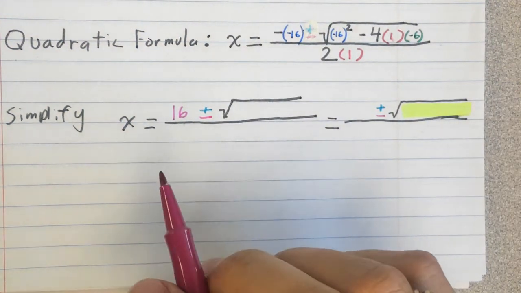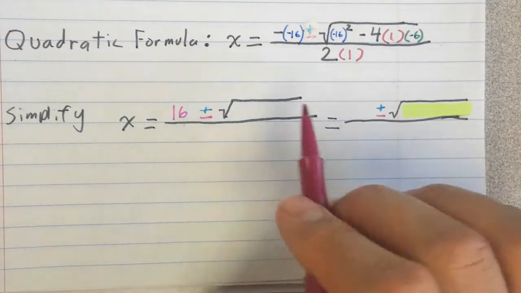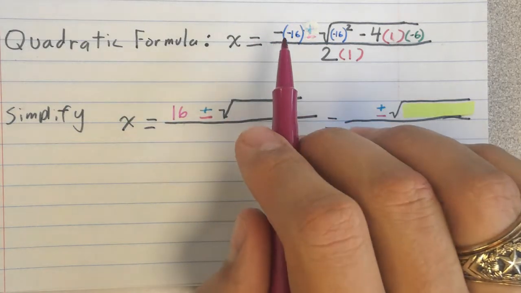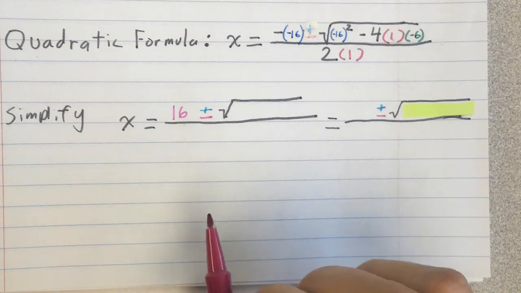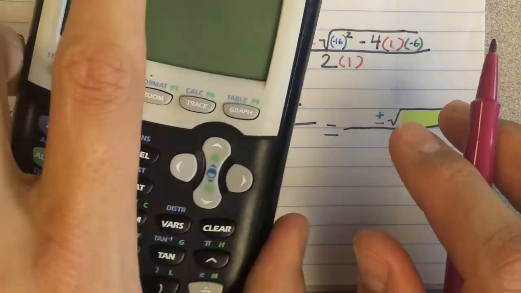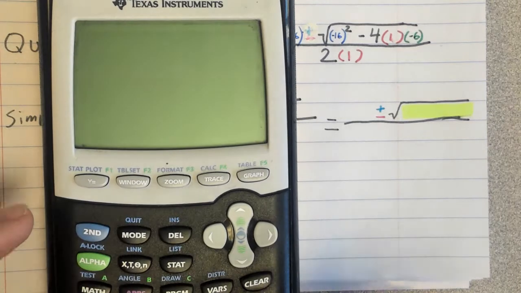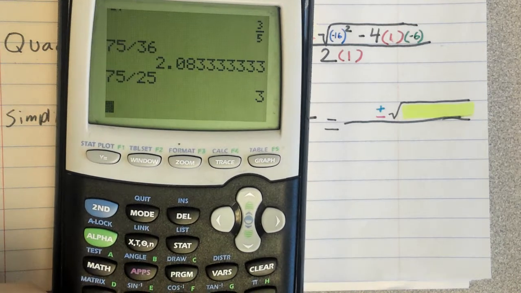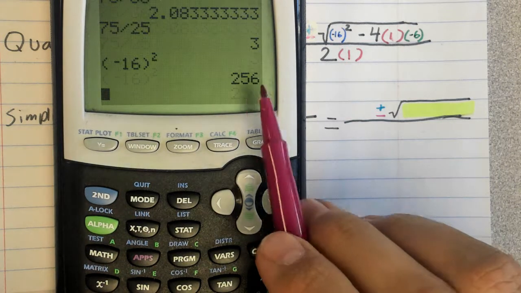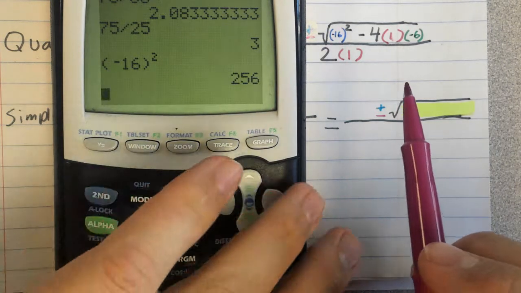On multiple choice tests, they like to give you everything correct, but leave a negative here, which would cancel out because we have both of these. So be aware of that. Then we have negative 16 squared. We can go ahead and use our calculator for that. We want to do negative 16 squared. Go ahead and plug in the calculator, and we get 256.